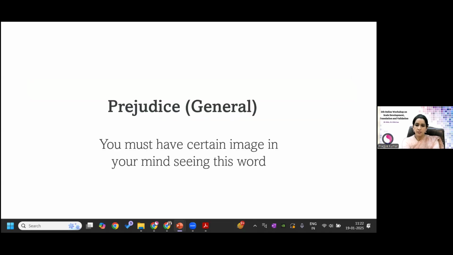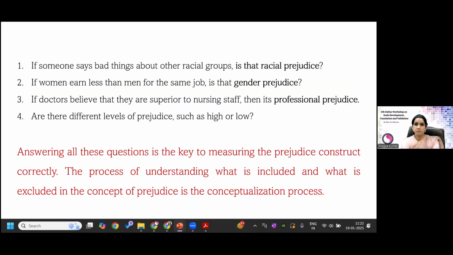So what is conceptualization? Generally, if I say prejudice, whenever you hear this term, you have got a certain image in your mind. So this is a general prejudice. But again, if you dissect it further, if someone says bad things about a racial group, you will define it as a racial prejudice. If a woman earns less than men for the same job, you will call that a gender prejudice. If the doctor believes that the nursing staff are inferior to the doctor, then it is a professional prejudice.